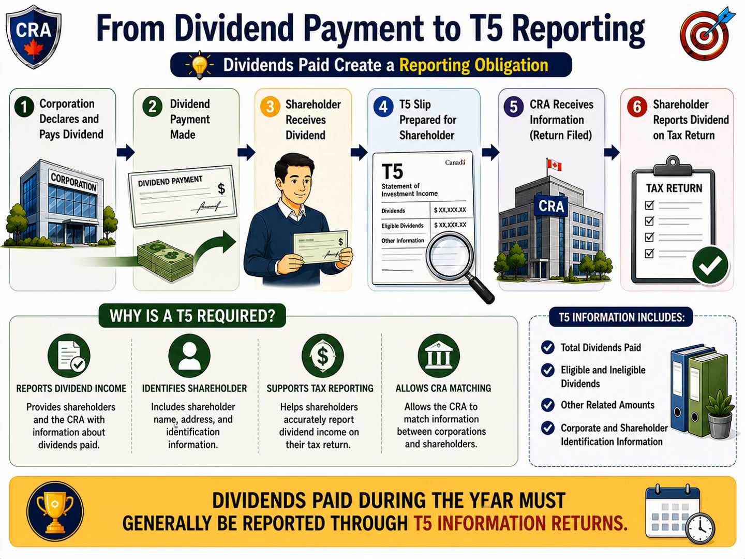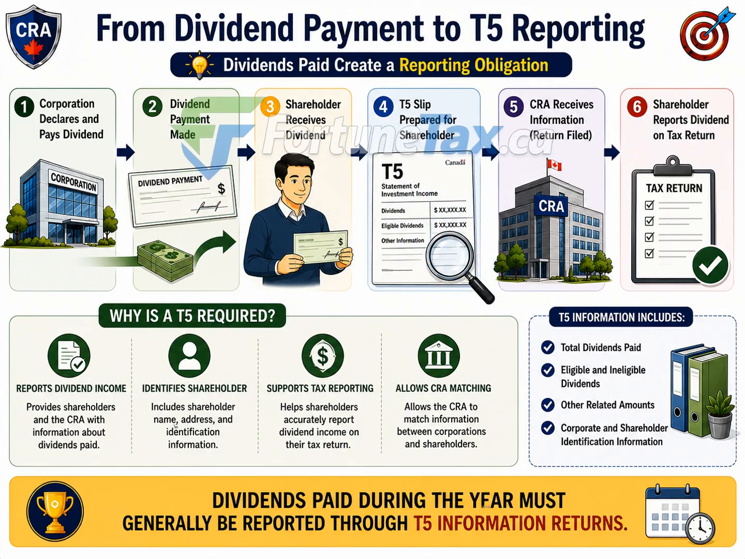This reporting system serves several important purposes. It reports dividend income to the CRA, identifies the shareholder who received the income, supports accurate tax reporting, and allows the CRA to verify that the information reported by both parties is consistent.